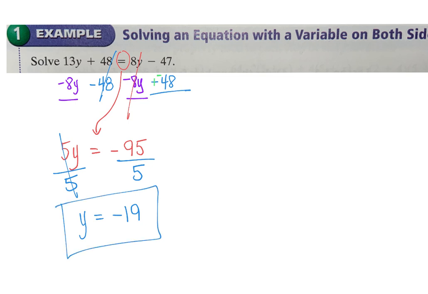Can I double check and make sure I did that right? How do I do that? Go back to my original and plug it into absolutely everything. 13 times negative 19 plus 48 equals 8 times negative 19 minus 47. You can check your work with order of operations, and they should equal each other. All right? So go ahead and try check understanding 1, A and B, top of page 19.